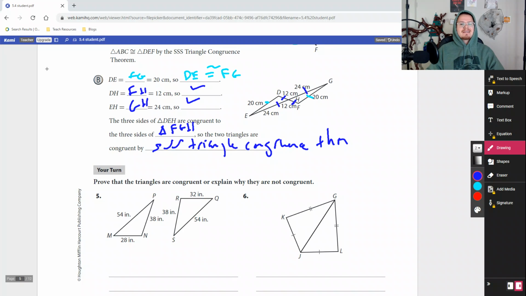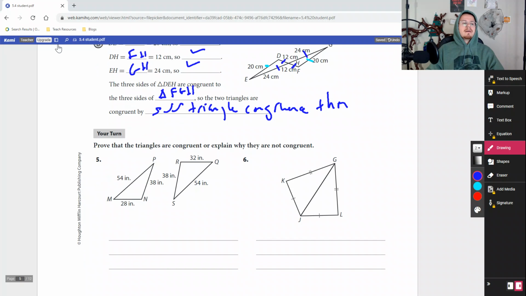So when do you use the SSS instead of maybe ASA or SAS triangle congruence theorem? If you know that you have 3 sides and you don't have any angles, just go with the sides. Yeah, it's really that simple. I'm not going to try and complicate it.